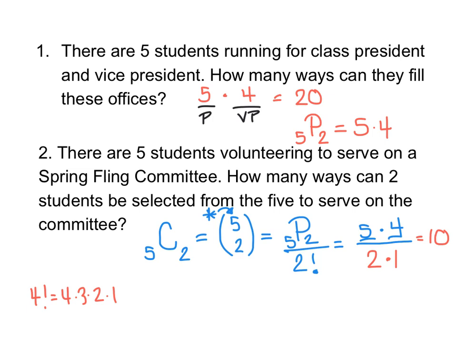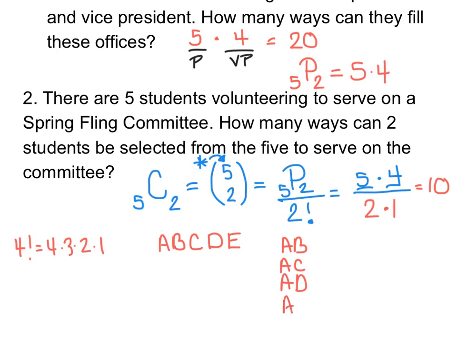So there's 10 different ways that 5 students can be selected to serve on a committee. And for kids to sometimes see this, sometimes they like to list it out. So if I had 5 students, this would be student A and B could serve, A and C, A and D, or A and E. Well, we could also have student B and student C together, B and D, or B and E. Whereas we could also have student C and D, or C and E, and then we could have student D and student E paired together.